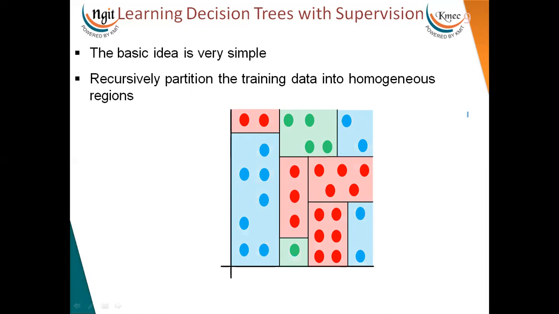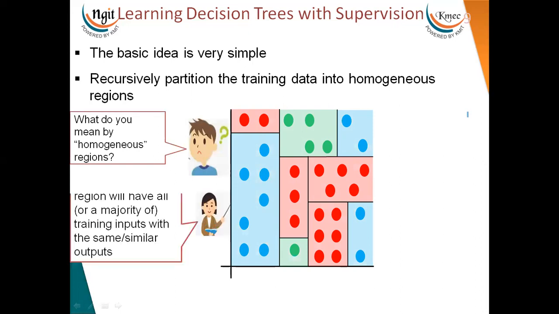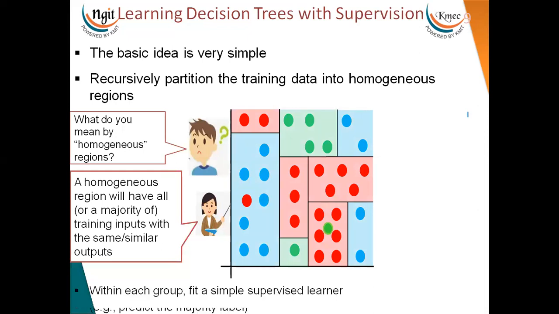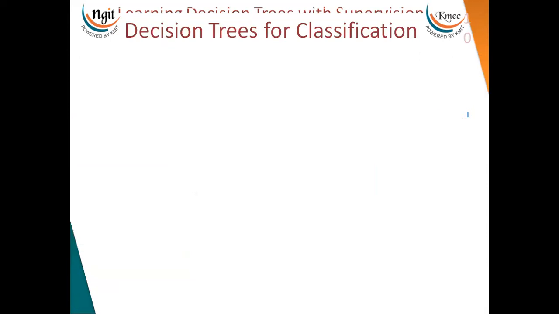Now, sometimes what happens is that one of the data points may be of a different color. In that case, I will go for the majority. So this is what a decision tree is doing. It is trying to put similar data points together in one subset to form a homogeneous region.